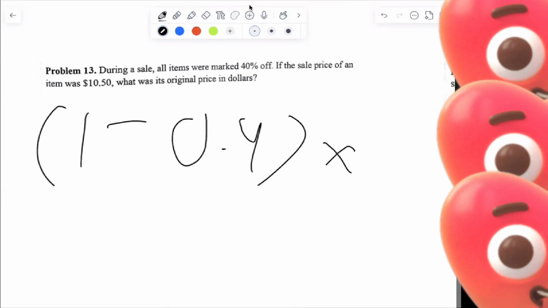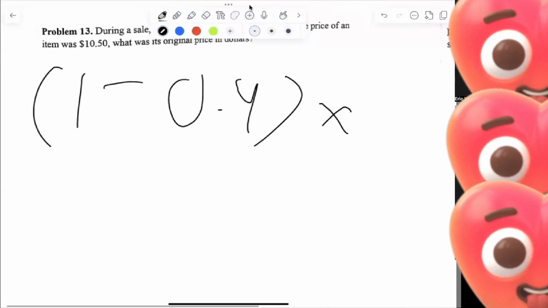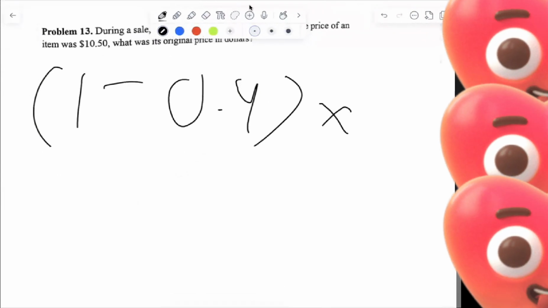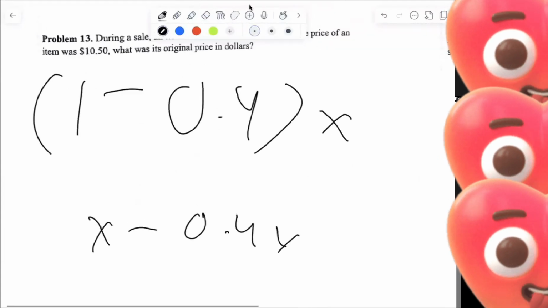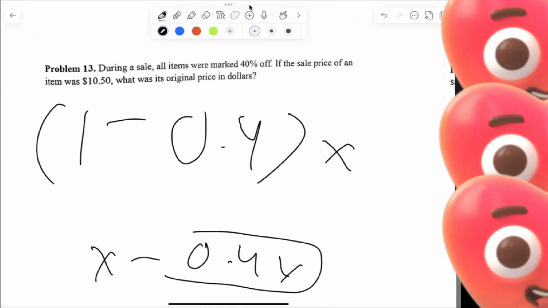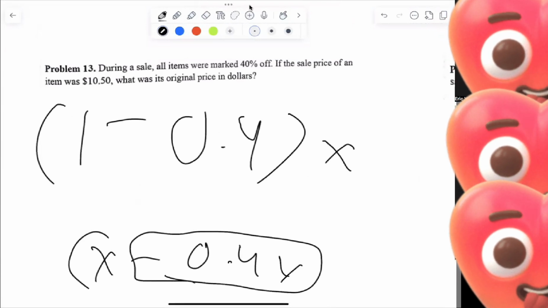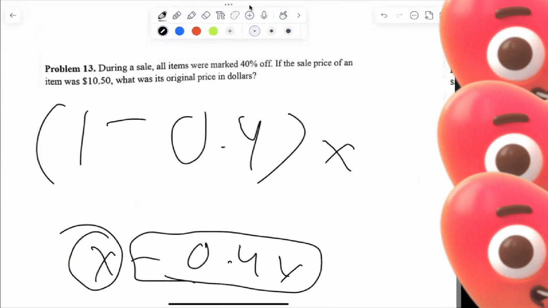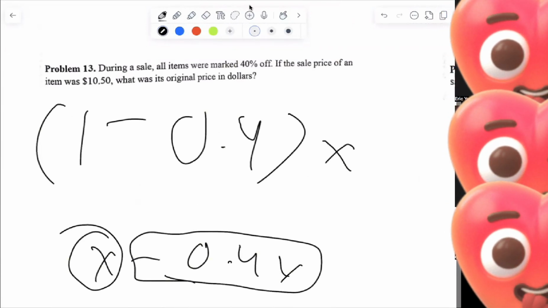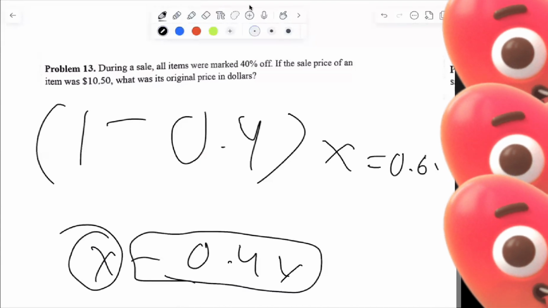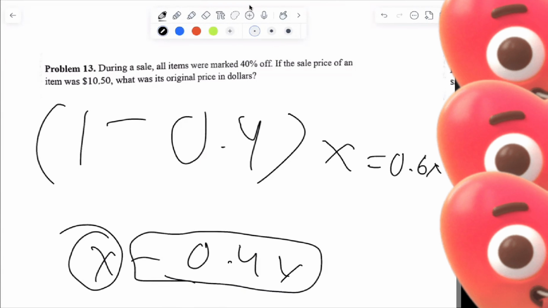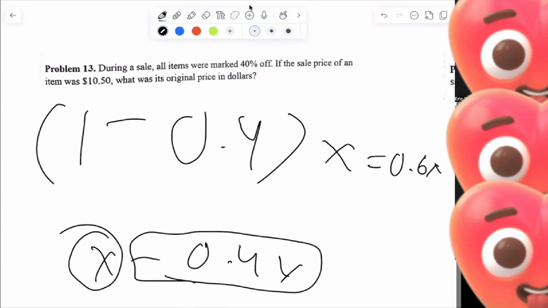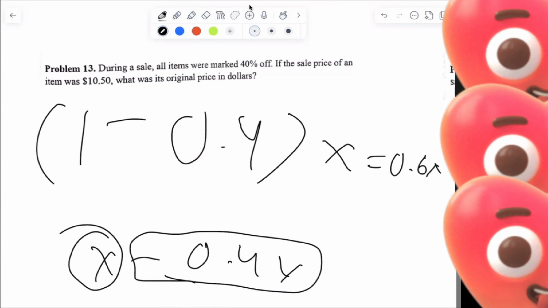X times 1, we can distribute it. Use the distributive property to get x minus 0.4x. We take 40% off the original price, which gives you 0.6x. Meaning that if it's 40% off, then the new price is going to be 60% of the original.